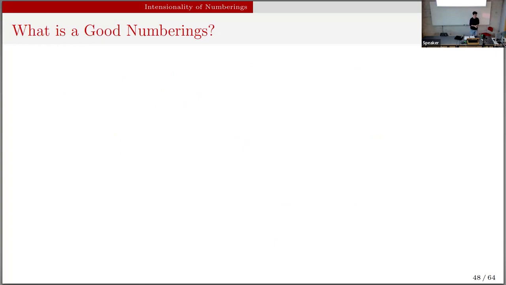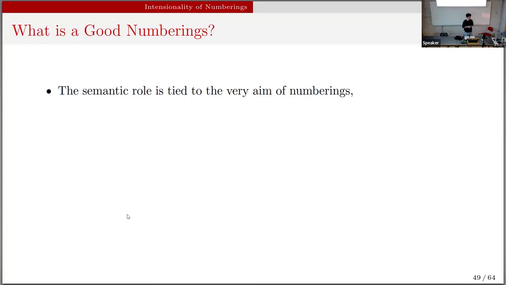So now we can finally try to sketch an answer to what a good numbering is. We saw first that the semantic role is tied to the very aim of numberings. A numbering satisfies its semantic role if it allows us to interpret the numbers as names of expressions of syntax, so it is very connected with why we are using numberings, basically. The point I want to make for later is that the semantic role is tied to the very end of the numbering, and that's it. We are not talking yet of the theory we're working in, or the metamathematical context, or what we are trying to prove. It's just prior to the very aim of why we are using numberings.